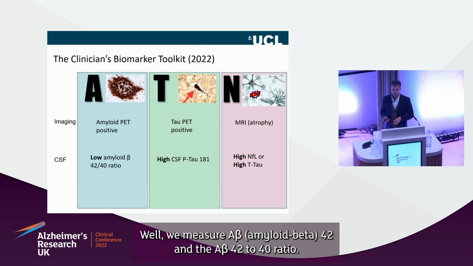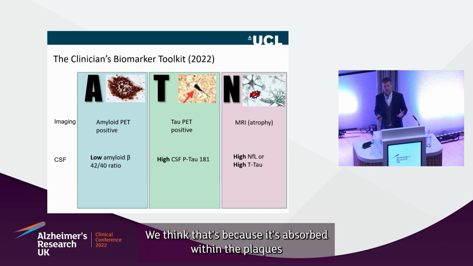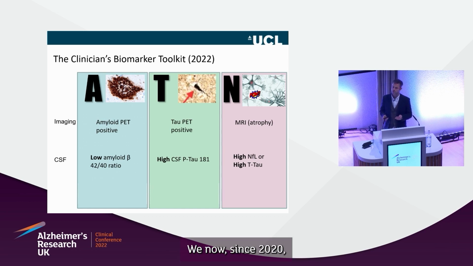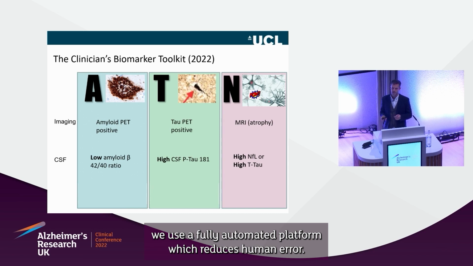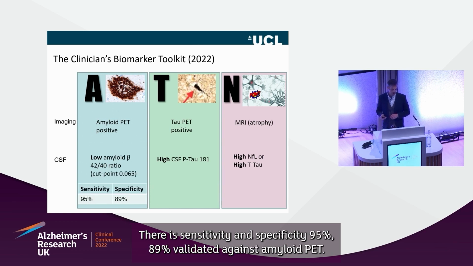What do we measure? Well, we measure A-beta 42 and the A-beta 42 to 40 ratio. Now, A-beta 42 is low in Alzheimer's disease. We think that's because it's absorbed within plaques, and so there's less CSF A-beta available to measure. And since 2020, we use a fully automated platform which reduces human error. So that's a fully automated Lumipulse ELISA platform, which is pretty accurate. There's sensitivity, specificity, 95%, 89% validated against amyloid PET.